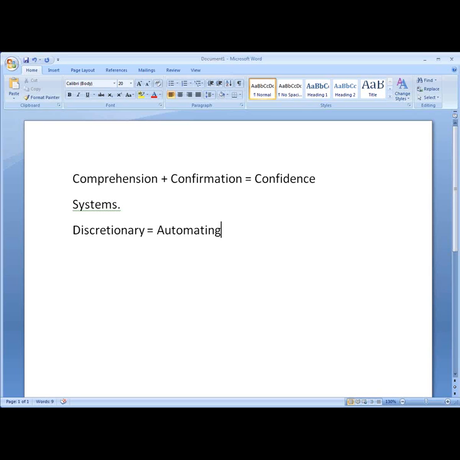So if I don't have an understanding of what it is I'm doing from a discretionary standpoint, if I don't know the nuts and bolts of it, how the heck do I automate it? Worse, what if I'm buying a system from somebody else?